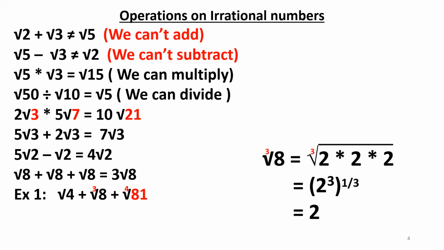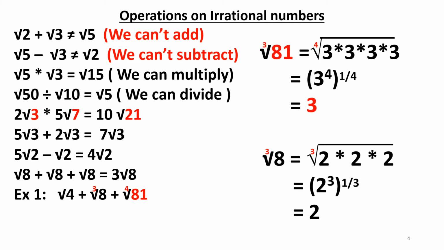Now, fourth root of 81. First, we factorize 81. 3 into 3 into 3 into 3. That is 3 to the power 4. What is fourth root? Power 1 by 4. 4 and 4 are getting cancelled. Answer is 3. Now, we will substitute these values in the example. Root 4 is 2. Cube root of 8 is 2. Fourth root of 81 is 3. So, our answer is 7.